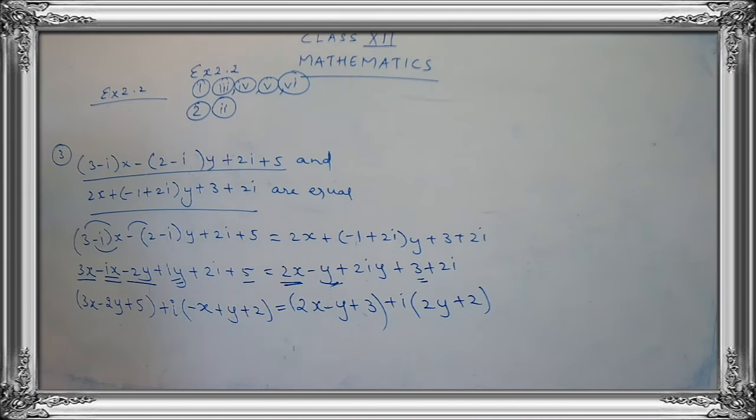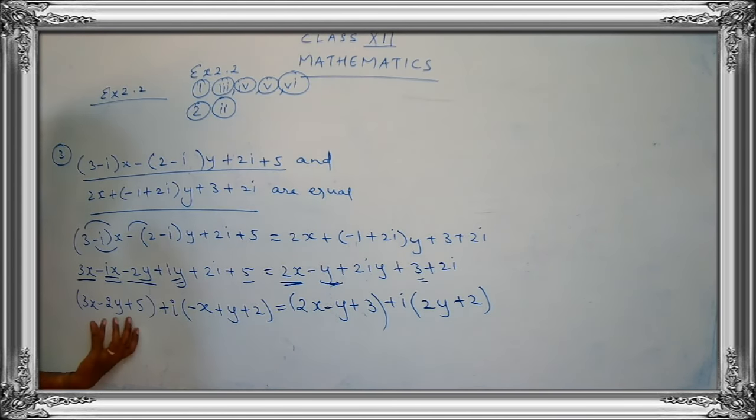So what do you get? 3x minus 2y plus 5 plus i times (minus x plus y plus 2) is equal to 2x minus y plus 3 plus i times (2y plus 2). Okay, so now what are we going to do here? We are going to equate the like terms and the imaginary part. Like terms means you are going to equate the real part.